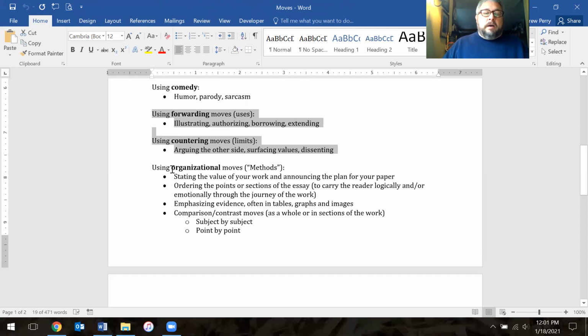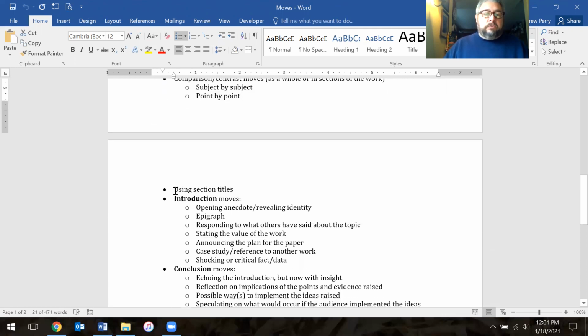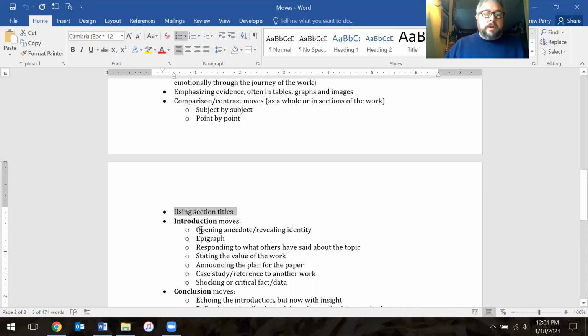The way a writer organizes their paper are actually moves. Do they move big picture to big picture, like subject to subject? Do they go small picture to small picture? That would be point by point. Do they order the points of their essay to carry the reader through the journey of the work? Do they use an emotional organization? Do they use section titles? Those are all organizational moves.